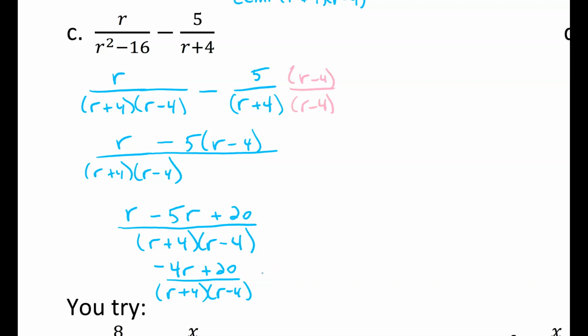And is there anything else we could possibly factor out? We can factor out a negative 4. It's not going to do anything to help simplify, but at least it'll be fully factored now. So that'll become negative 4 times r minus 5 all over r plus 4, r minus 4.